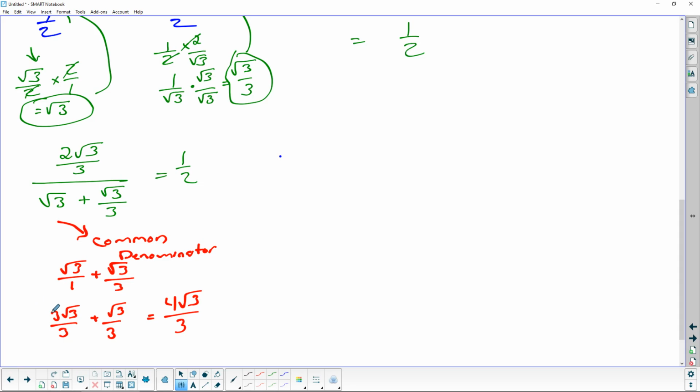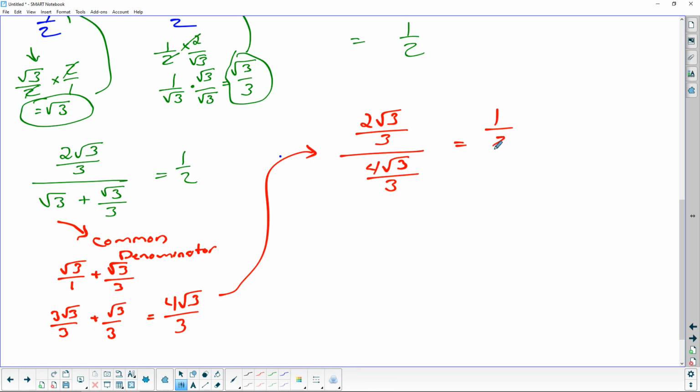Okay, because this is 3 root 3, 1 root 3. You don't add the bottoms when you're doing fractions, right? You just do common denominator and then add the tops. Okay, so now we have a final expression, and we're going to move this up. We have 2 root 3 over 3 divided by 4 root 3 over 3, and this somehow equals 1/2.